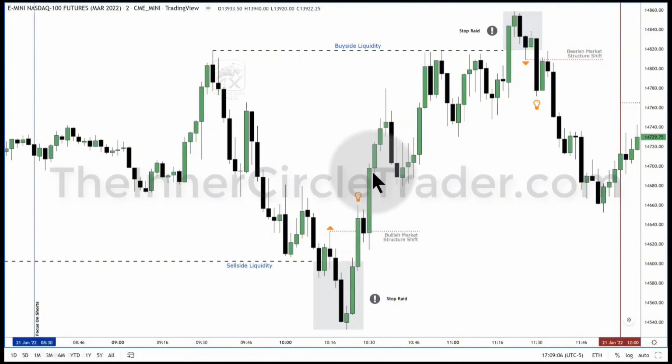Well, price starts to run where? Above the highs where buy stops would be here, above this high here, and above this high here.